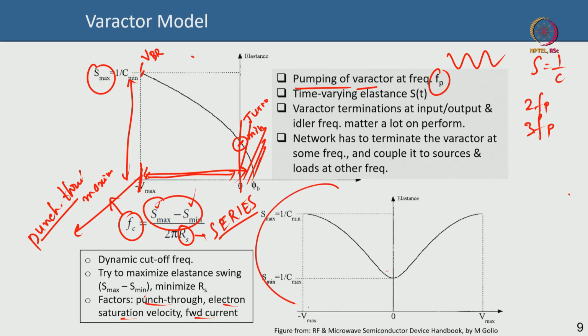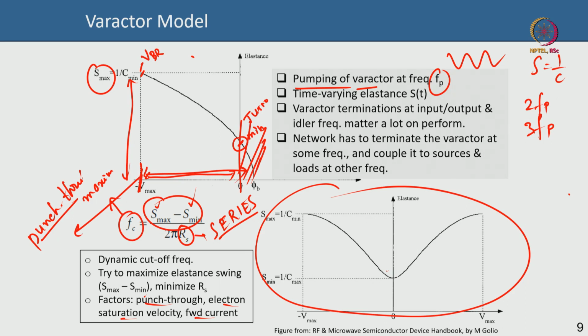This image, by the way, is of a symmetric varactor. A symmetric varactor can be realized using a heterojunction barrier diode. For instance, a heterojunction barrier diode will give you a symmetric CV. I will come to that when we discuss it, and so the elastance also looks similar.